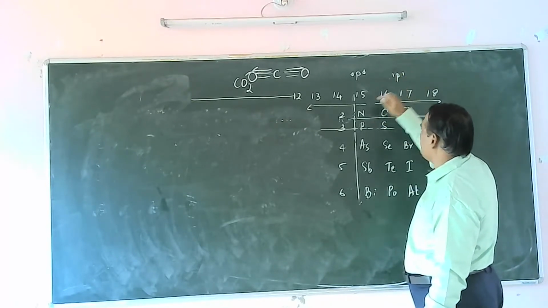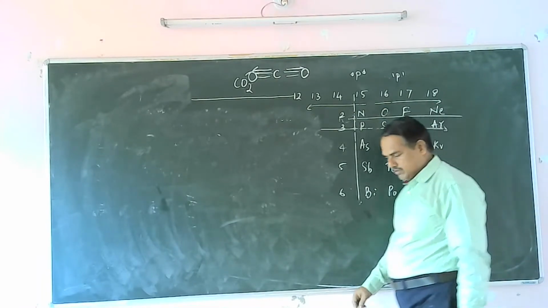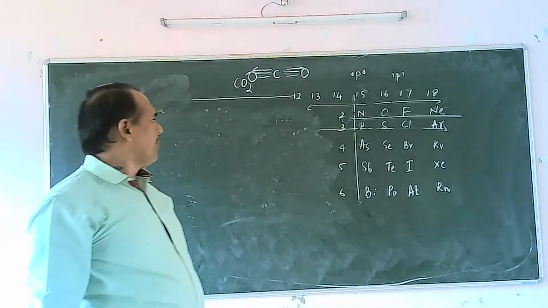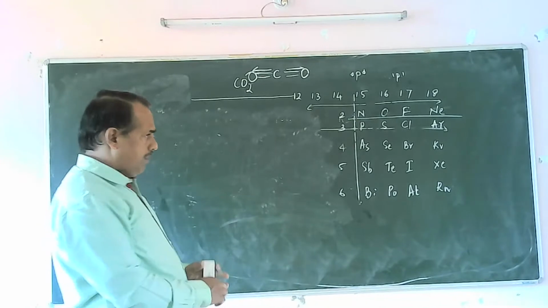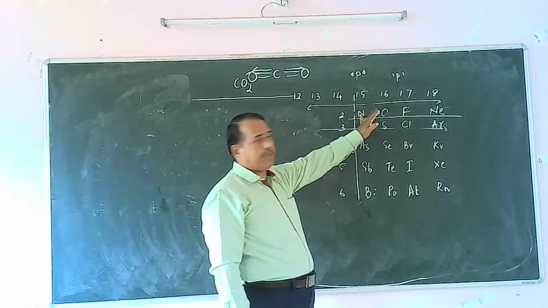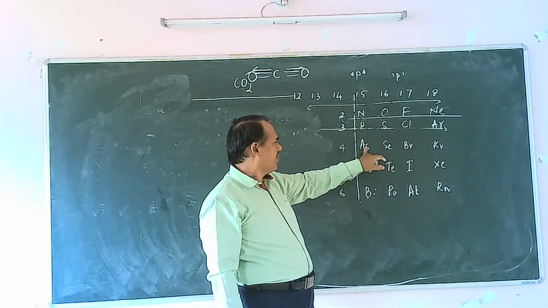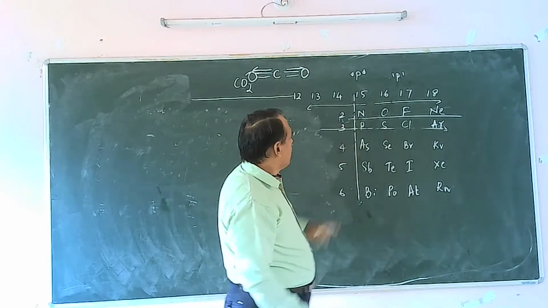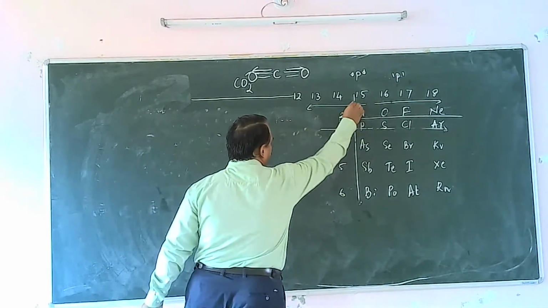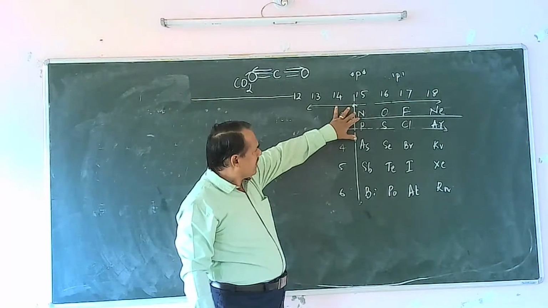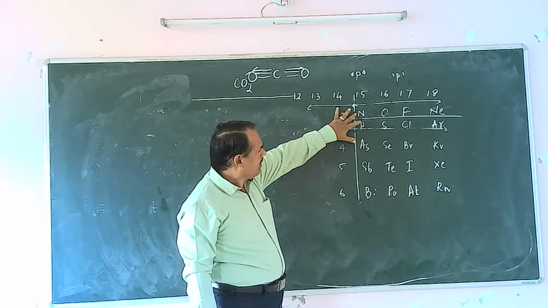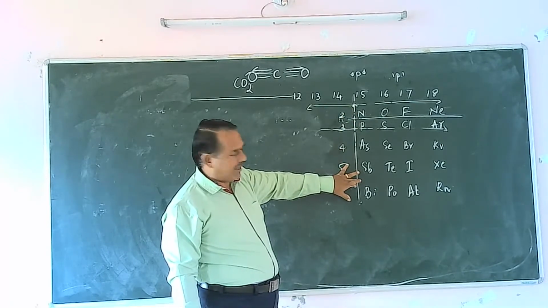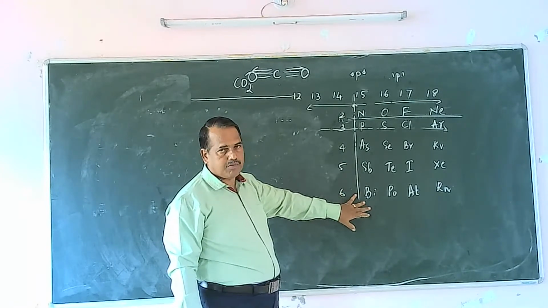Then in p block, we shall discuss our points according to the syllabus, which is nothing but 15 group elements. The important 15 group elements are nitrogen, phosphorus, arsenic, antimony, and bismuth. First we have to study some basic things about this. Nitrogen is a non-metal, phosphorus is also a non-metal, arsenic and antimony are metalloids, and bismuth is a metal.